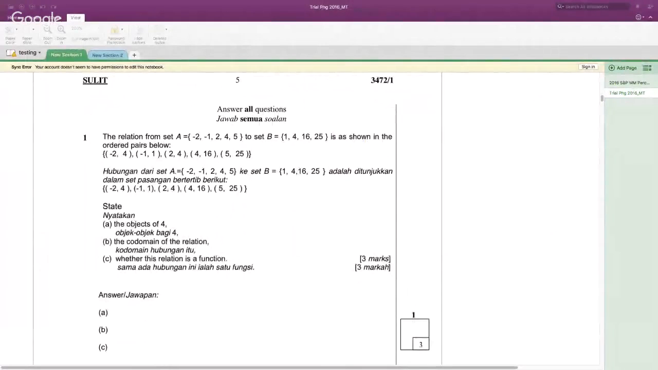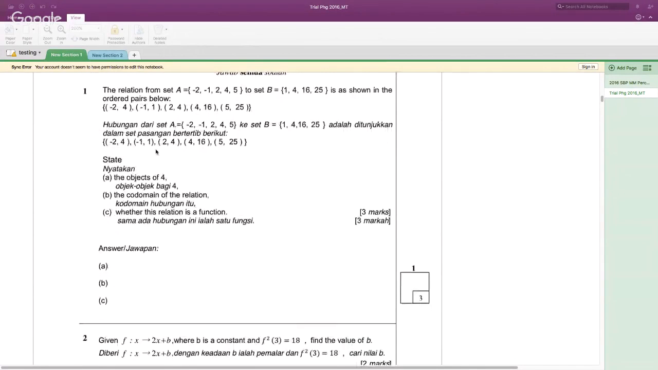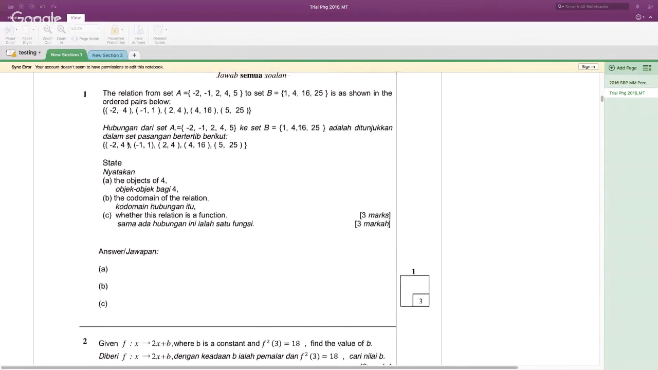All right, so today we are going to discuss the Pahang Trial Paper, and this is paper 1 for Additional Mathematics. I guess this is a 2016 paper. Yeah, so let's have a look at the first question. The first question basically is a set question. So the relation from the set A is -1.